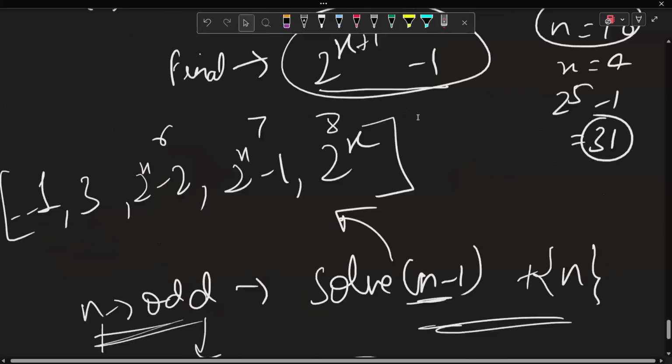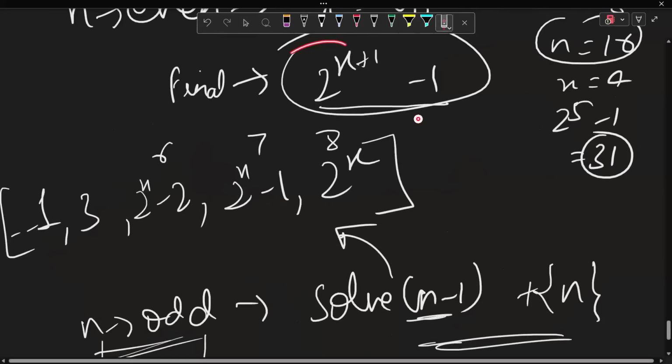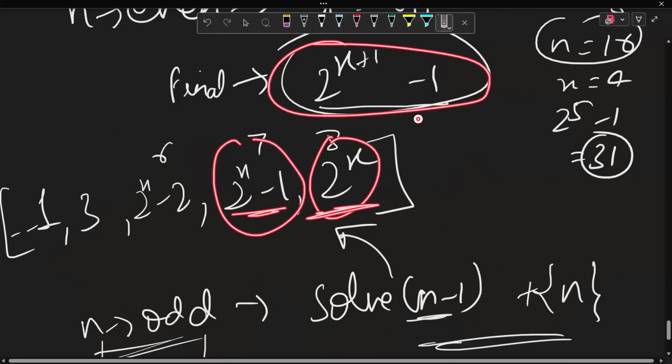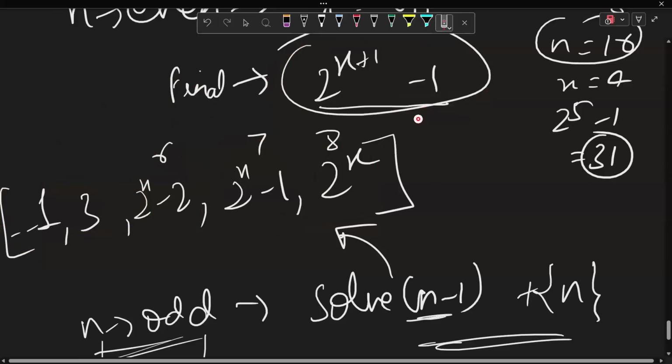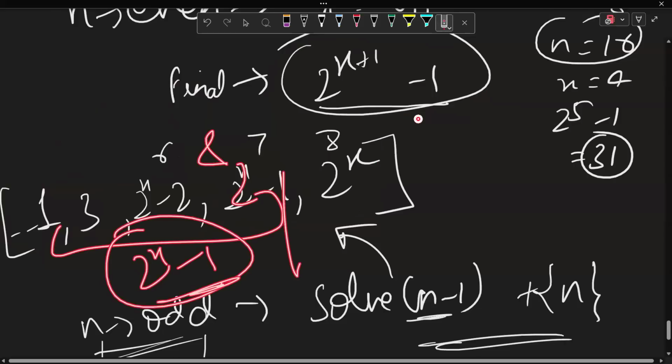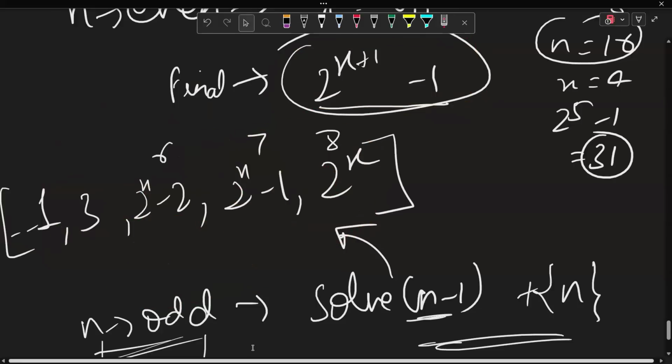Same way, I can use it for any general case. If I want to make 2 to the power x plus 1, I would use a 2 to the power x at the end. Before that, 2 to the power x minus 1. Before that, 2 to the power x minus 2. And 1 and 3. 1 and 3 is going to set my 0th bit. 2 to the power x minus 2 overall is going to make 2 to the power x minus 1. And with 2 to the power x minus 1 is going to maintain 2 to the power x minus 1. Or with 2 to the power x is going to make 2 to the power x plus 1 minus 1. I hope it is clear.